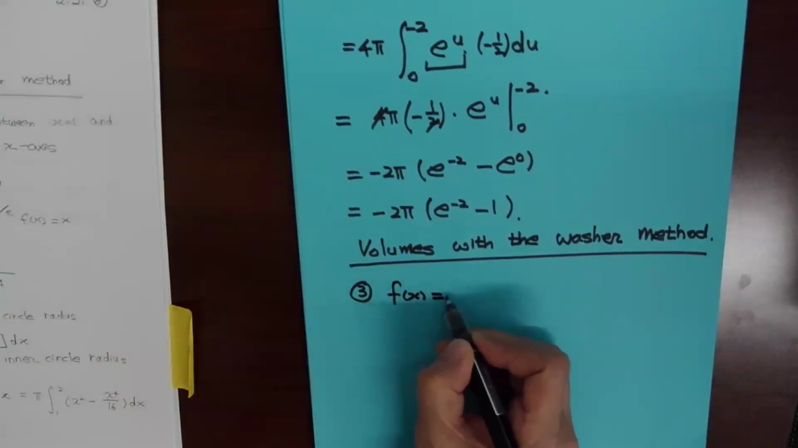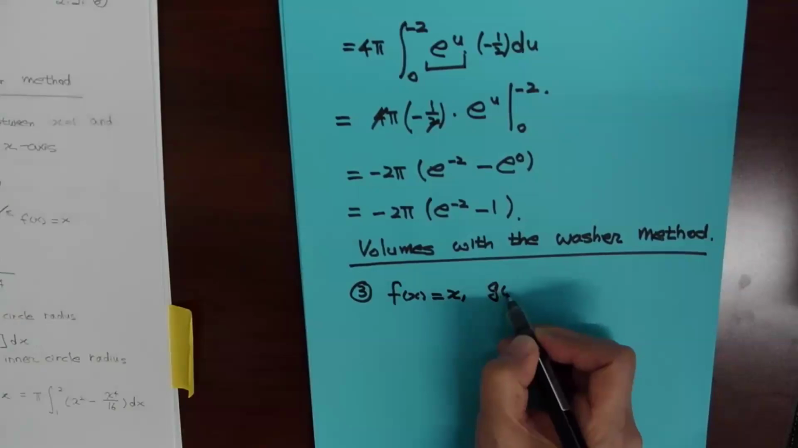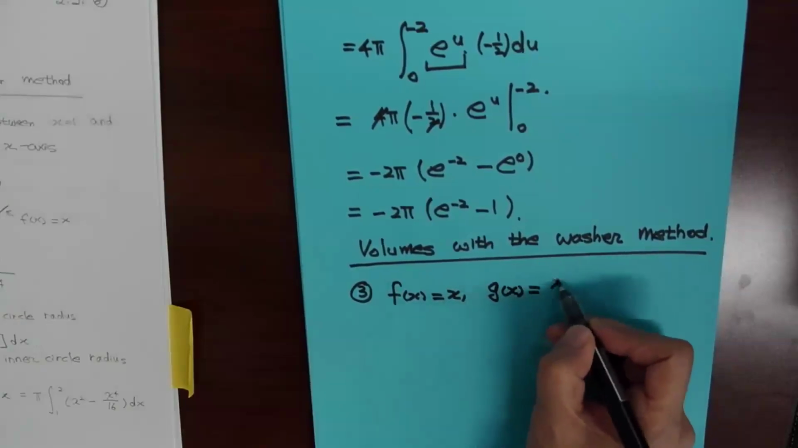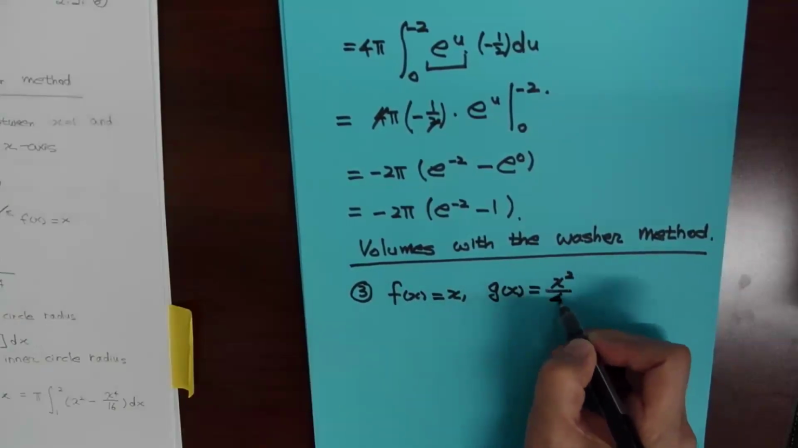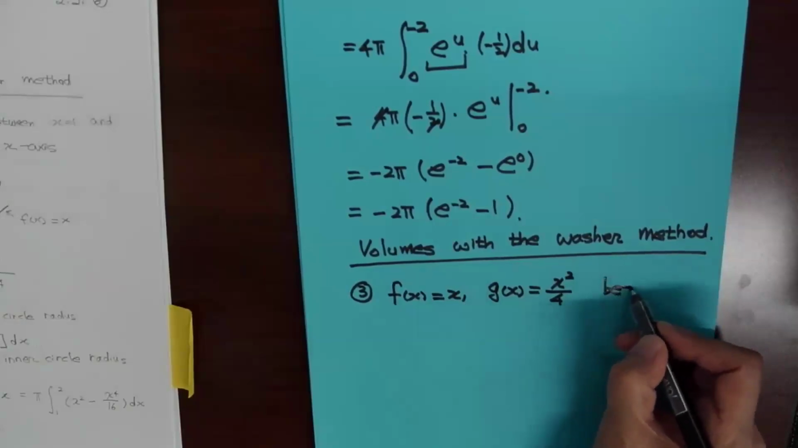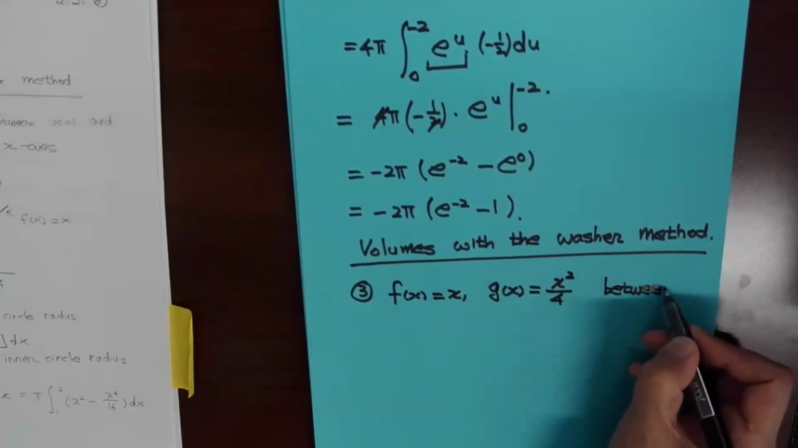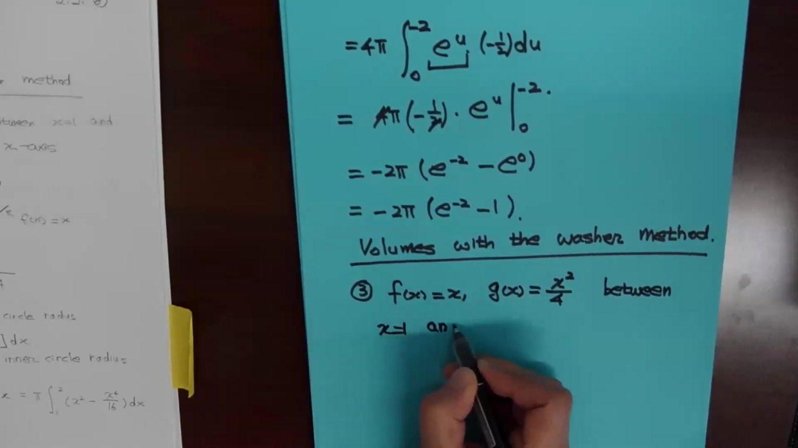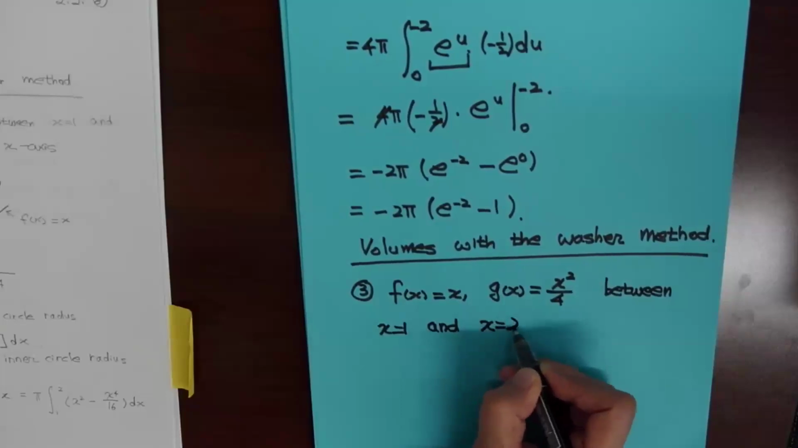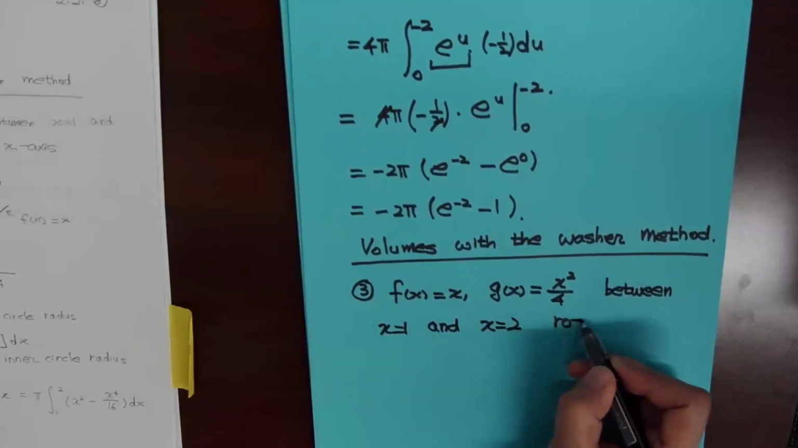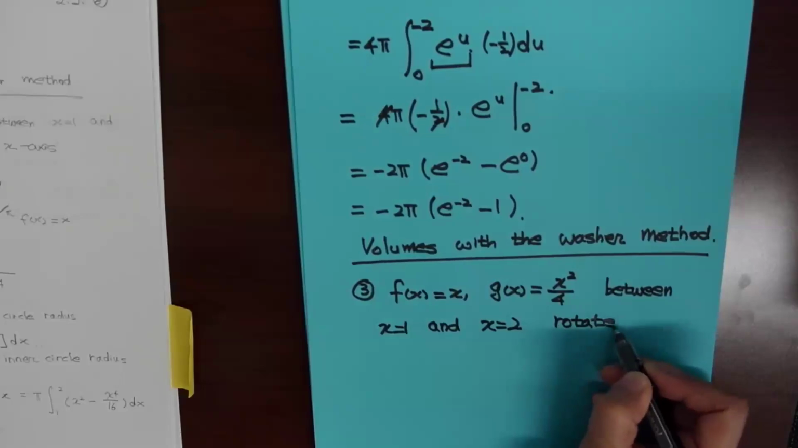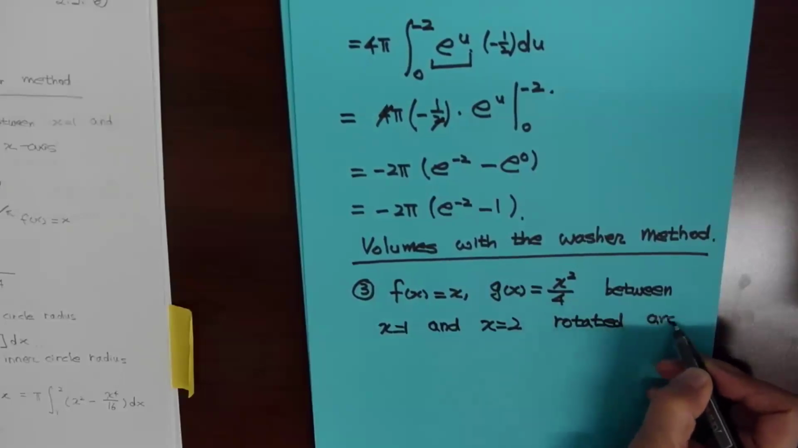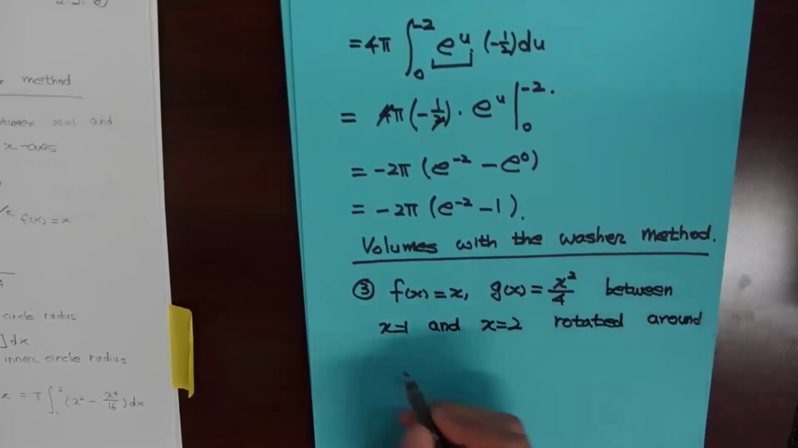f of x equals x and v of x equals x squared over 4, between x equals 1 and x equals 2, rotated around the x-axis.